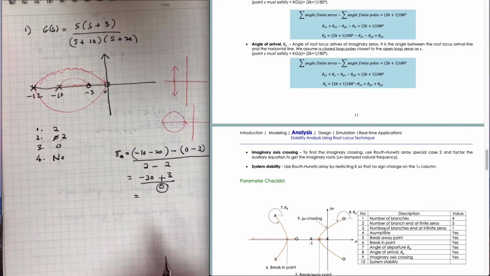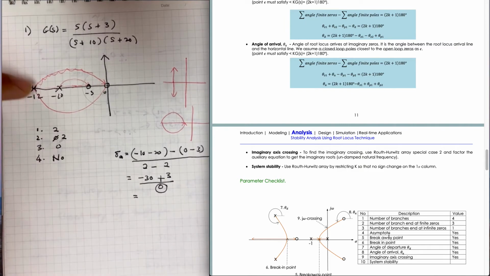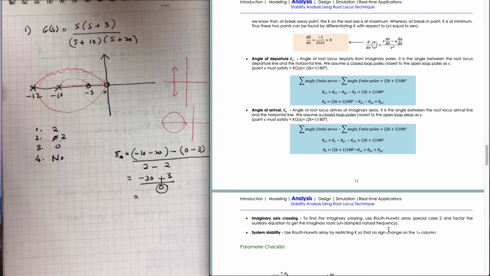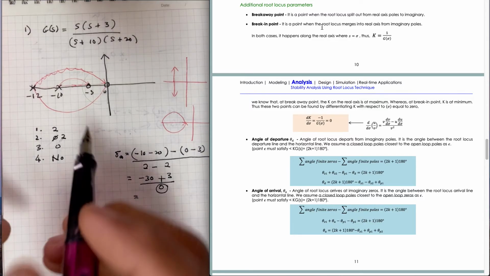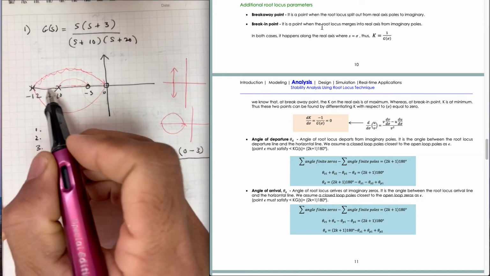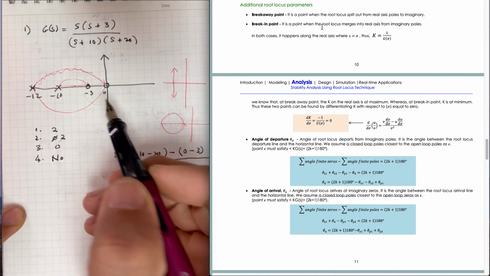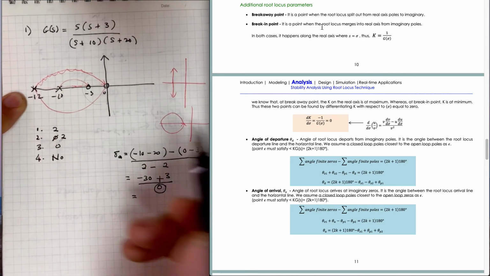And then the breakaway point. Do we have a breakaway point? The breakaway point is determined by the point where the root locus leaves the real axis into the imaginary. So in this case, there is a breakaway point, which means we have to find it somewhere. Again, the breakaway point is not really important, but later we have to calculate that.